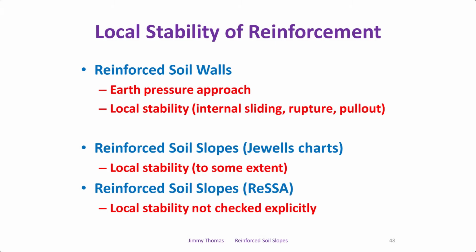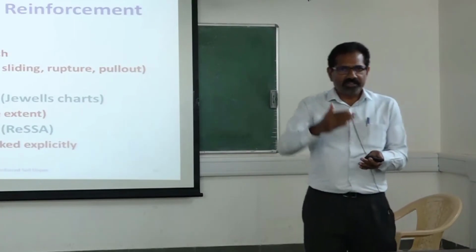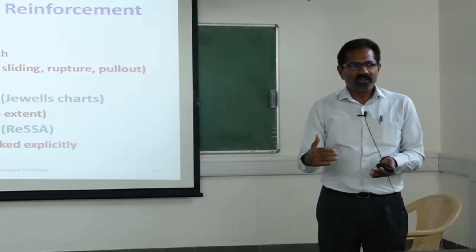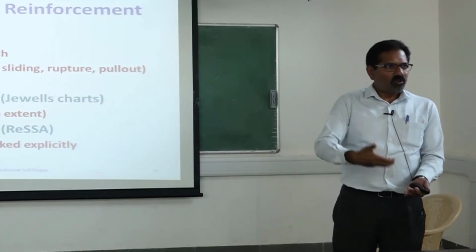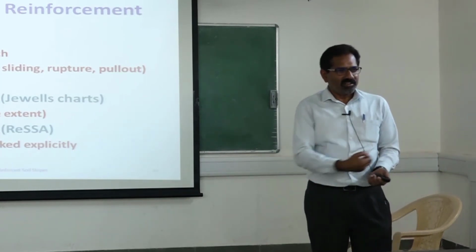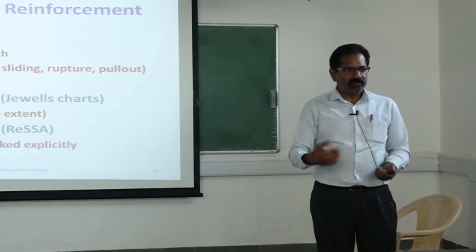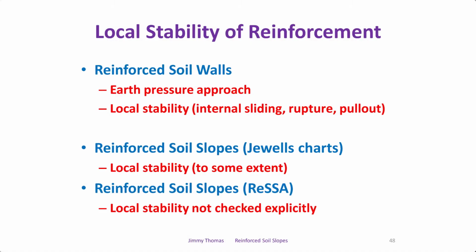Now, one difference when we do slope stability: in the case of walls, we have taken an earth pressure approach. We know earth pressure increases as I go down. So intuitively we feel at the bottom the tension is more, and I need stronger reinforcement. That's the way we design. Even in the Jewell's charts, the same concept, earth pressure, we determine the tension.